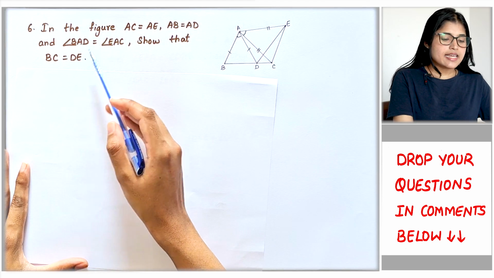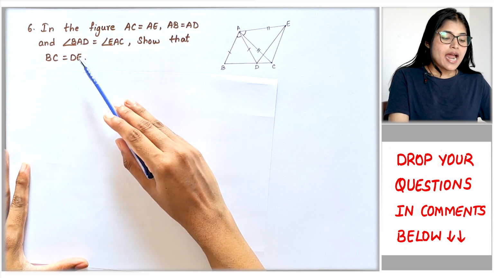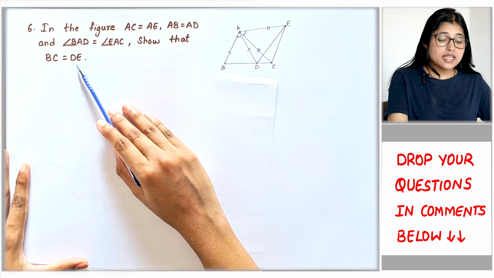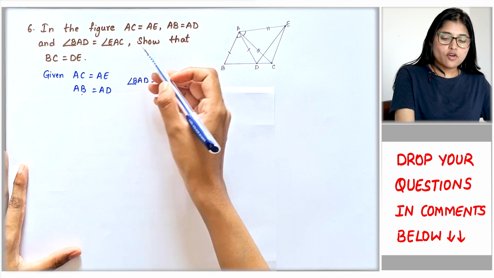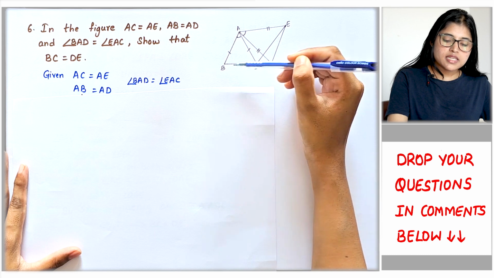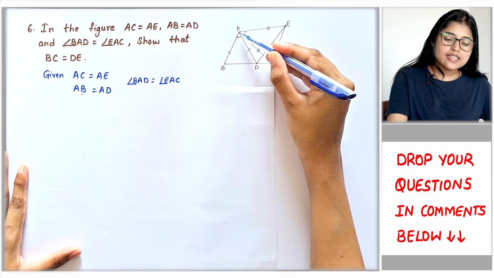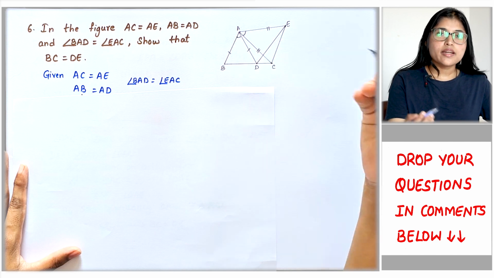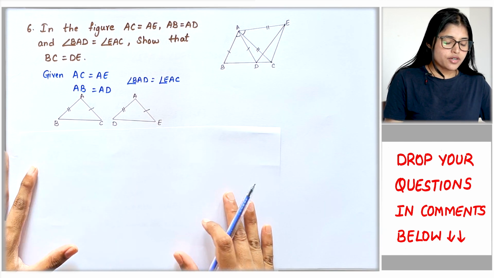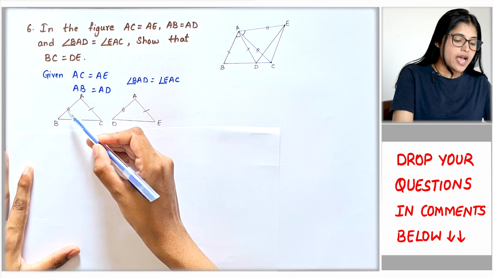Sixth question says, in the figure AC equals AE, AB equals AD and angle BAD equals angle EAC. We need to show that BC equals DE. Writing down the given information, and then let's see where this BC and DE are. So BC is in triangle ABC and DE is in triangle ADE. So let me draw these triangles separately first.